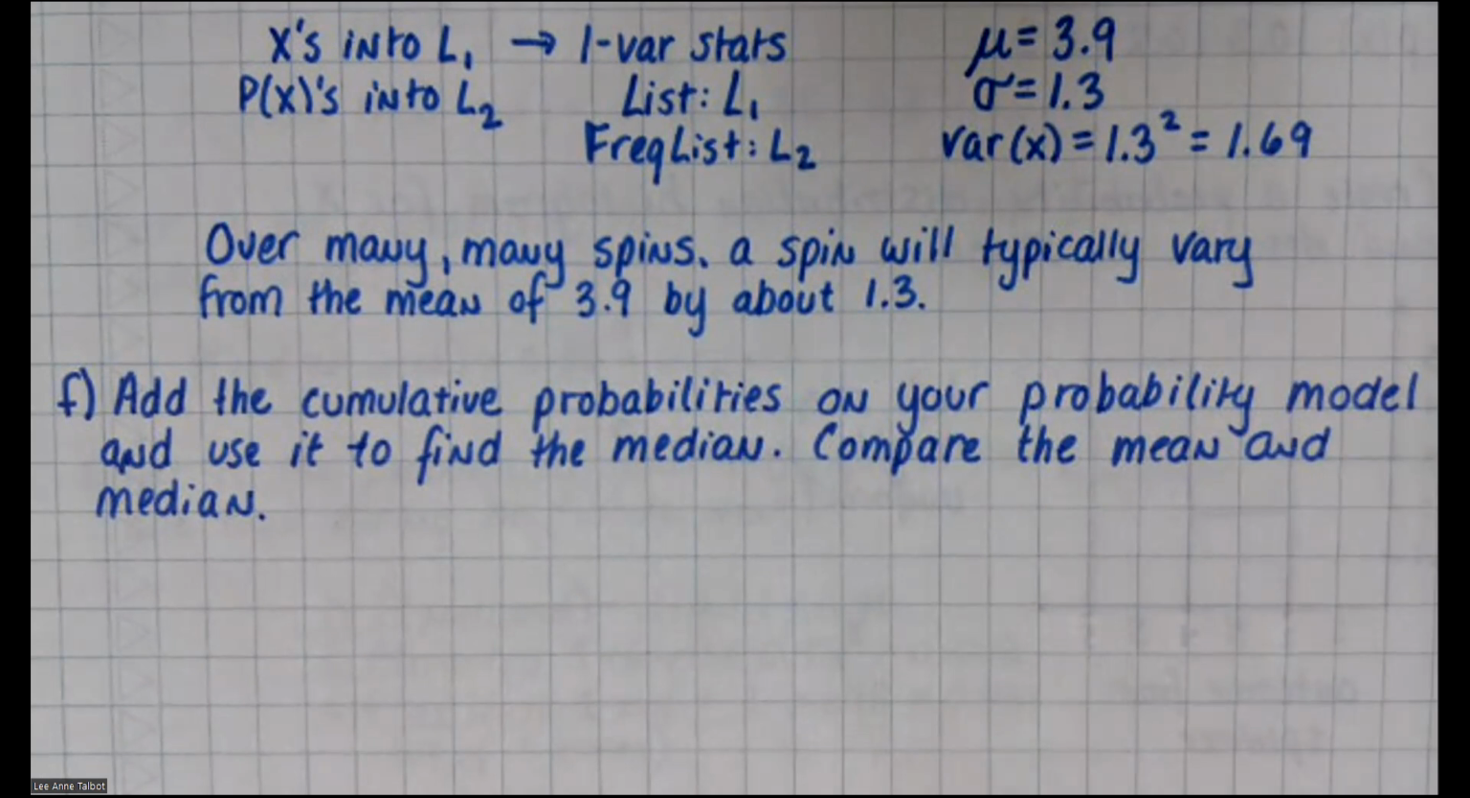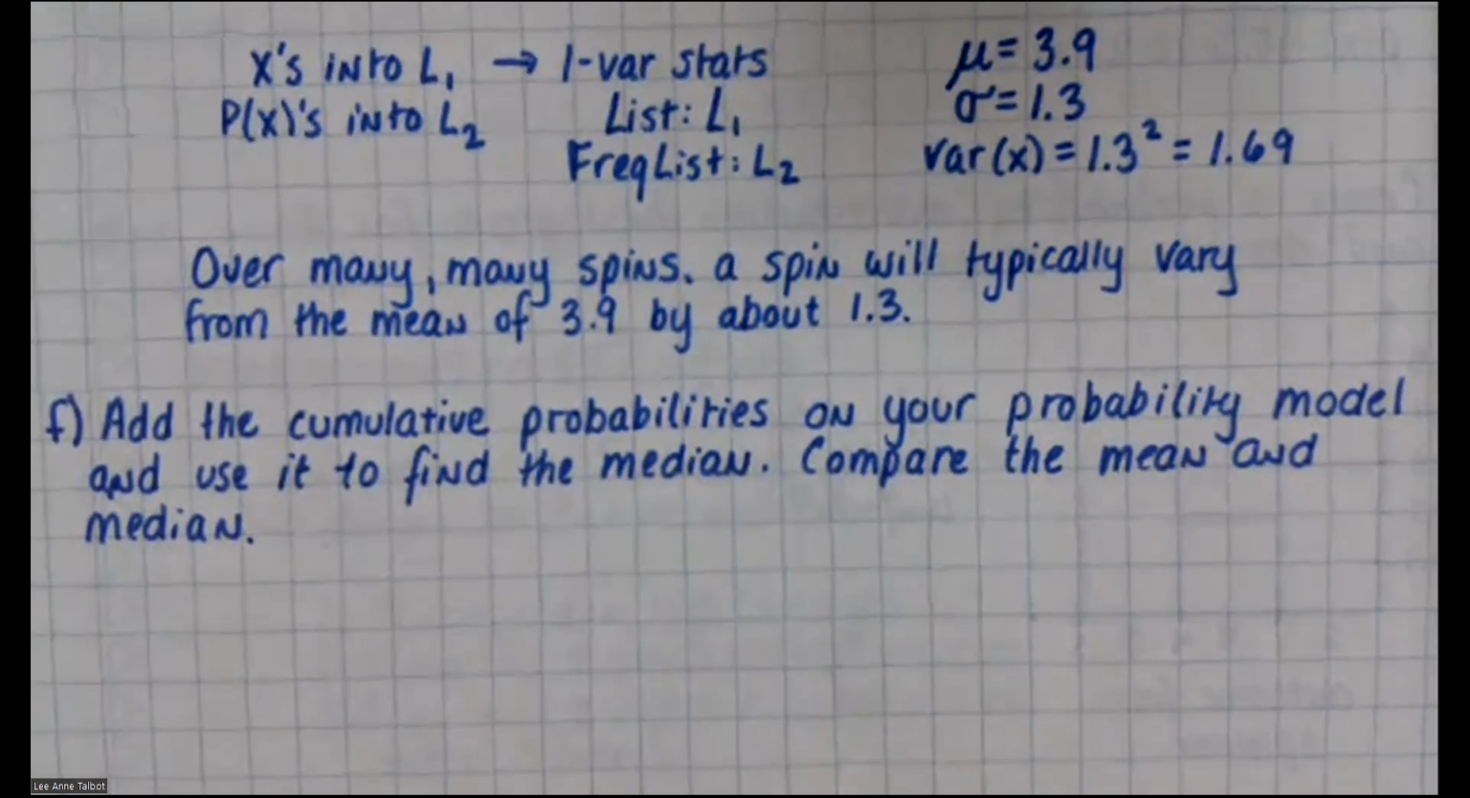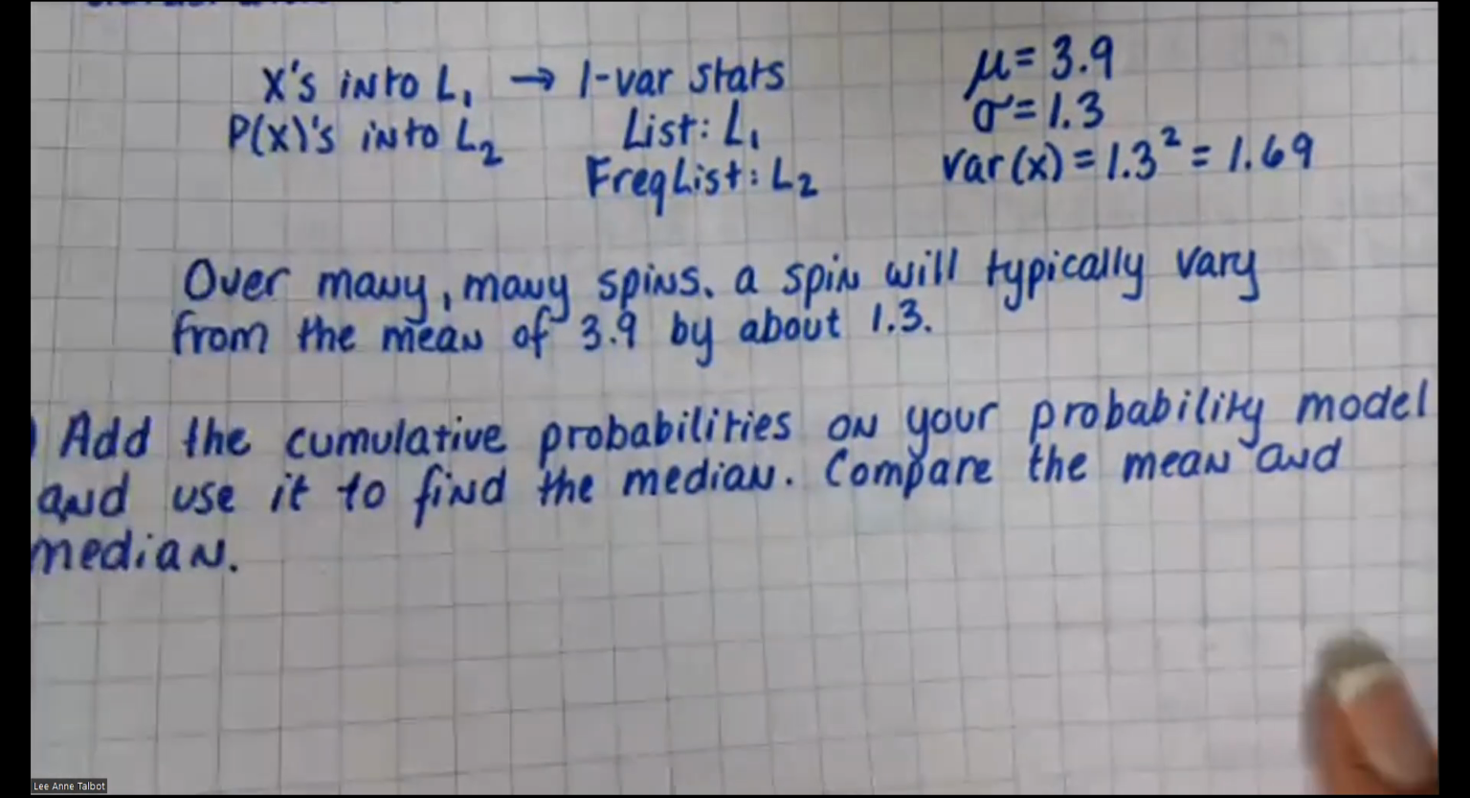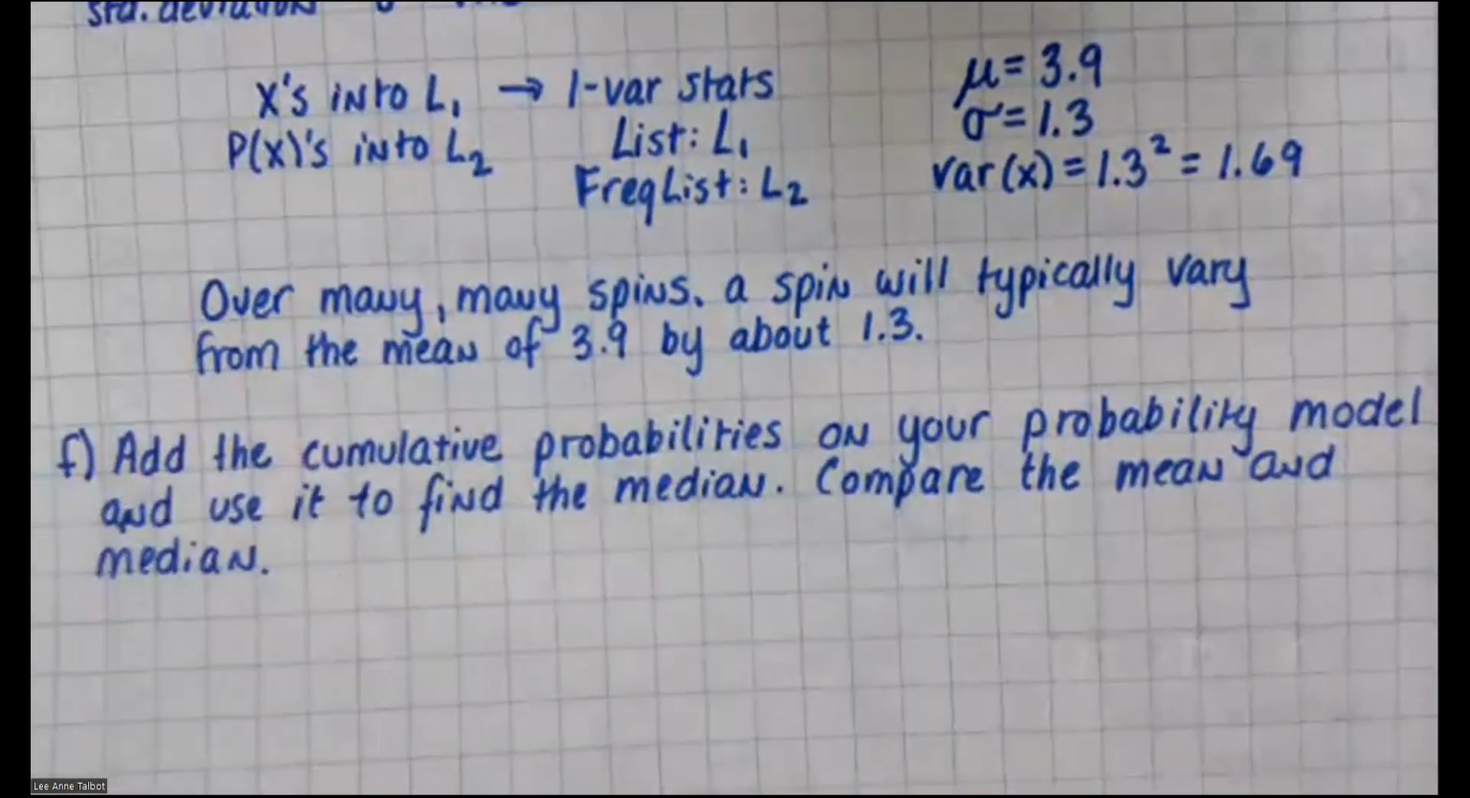It says add the cumulative probabilities on your probability model and use it to find the median, then compare the mean and the median. Okay, so remember how I said to leave that little space back in your probability model, and some of you looked at me with that face that meant that you didn't leave any space? You remember that moment? Okay.